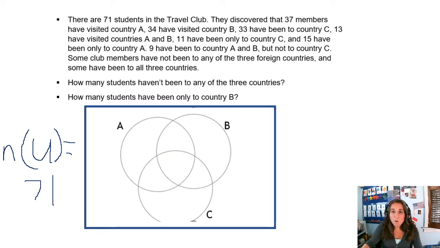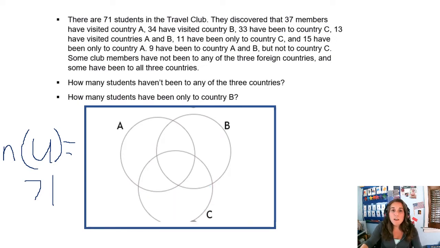11 have been only to country C. So let's just take a second and think about that. If we look at country C, set C right here, we're saying that 11 have just been to country C. Well, the piece in this set that represents country C only is down here, okay? Because if you think about it, if a student is in this piece right here, that means they visited country A and C. If they're in this piece right here, they visited countries A, B, and C. And if they're in this piece right here, they visited countries B and C. So the only piece that represents just country C, students who have only been to country C, is right here. So that would be 11. That's going to be useful, actually.